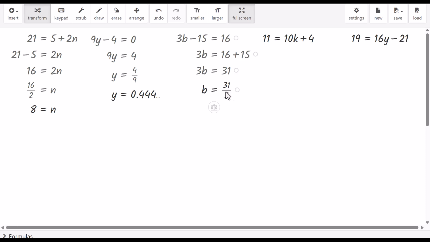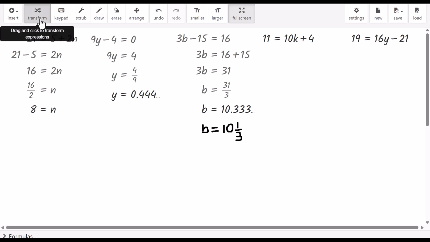If you don't want to leave it like this and you want to leave it in decimal, double tap it on the screen. You see, your answer will come out in decimal, 10.33. Or if you want to leave it as a mixed number, which is 31 divided by 3, you are going to have b equals 10 whole number, remainder 1. That is 1 over 3. Some of you left your answer like this. So this is b. It's the same thing.